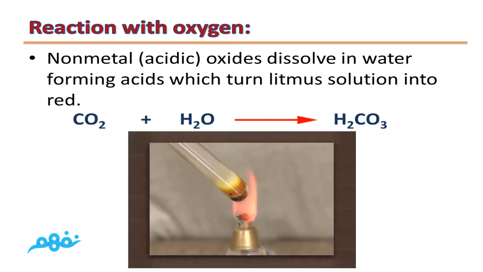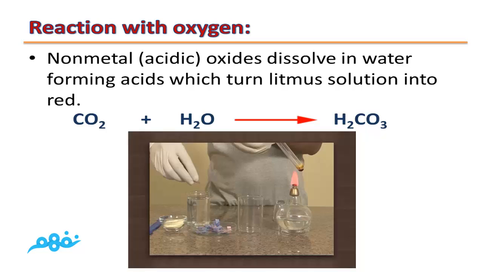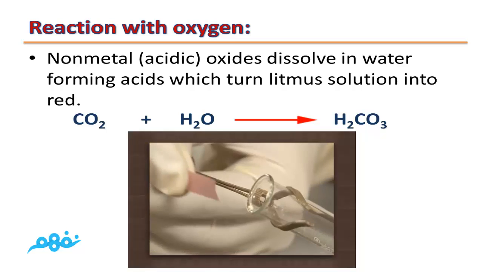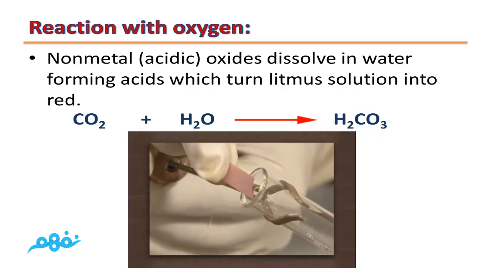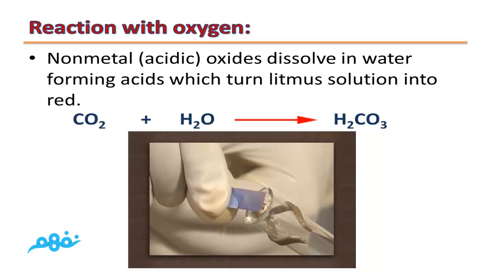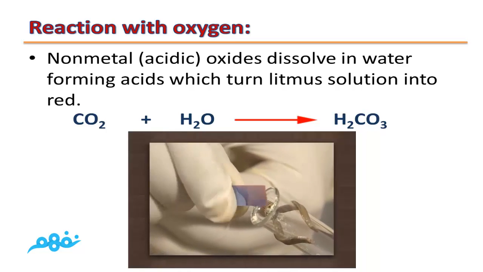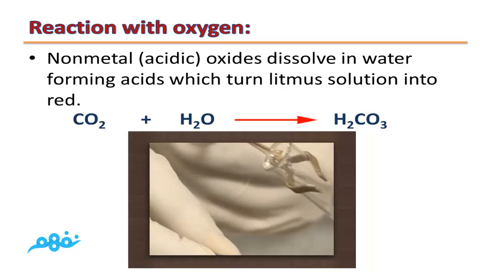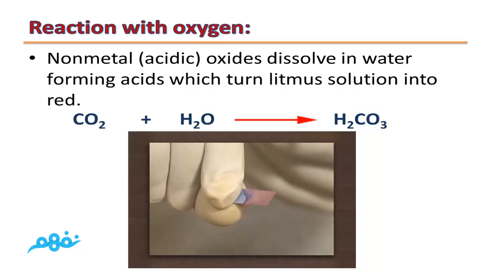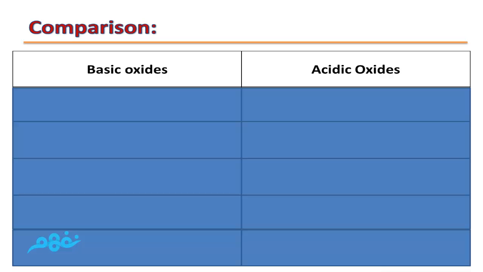By heating sulfur strongly and putting a litmus paper at the mouth of the test tube, you will see that the blue litmus paper will change into red. This proves that sulfur dioxide is an acidic oxide. Now let's compare between basic oxides and acidic oxides.